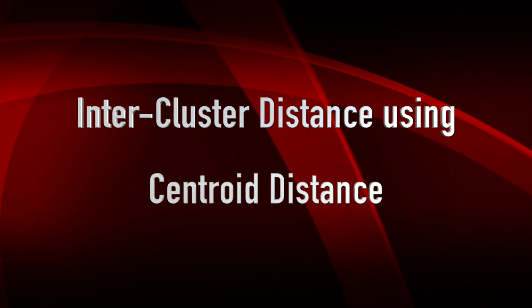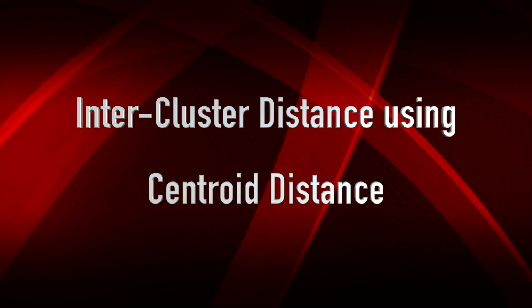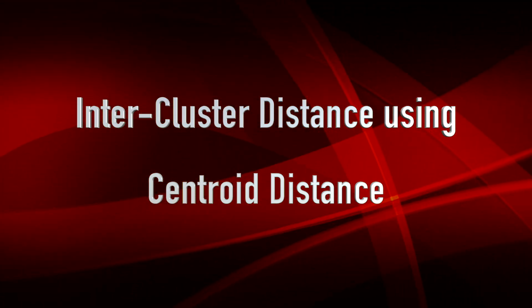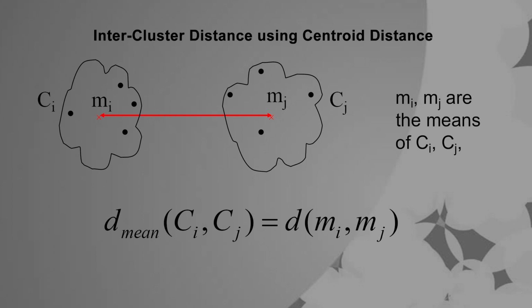The next intercluster distance is the centroid distance. Please take a look at the visual once again. The distance between two clusters now needs computation of two different quantities, one mi and two mj. Mi is the mean of the data points available in cluster Ci, and mj is the mean of all the points in cluster Cj. Now, using these means, we shall compute the distance.